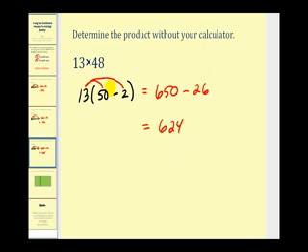So if you like this technique, I think with a little practice you would be able to multiply any two-digit numbers without a calculator or without performing multiplication in the traditional way.